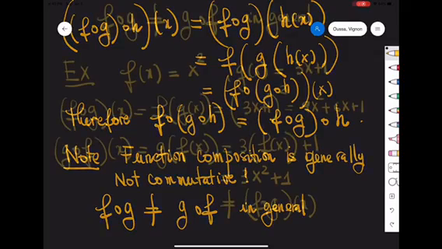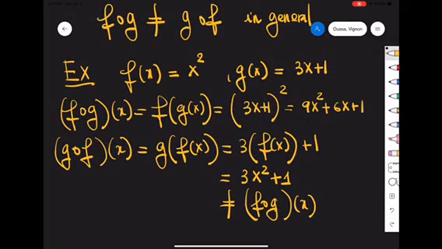I'll give you a counterexample. Okay, so here is a counterexample. Let f of x be equal to x squared and g of x be 3x plus 1. It is easy to check that f composed with g of x is 9x squared plus 6x plus 1. However, if you take g composed with f, you get 3x squared plus 1, and those two things are not the same, right? So although function composition is associative, it is not generally commutative.